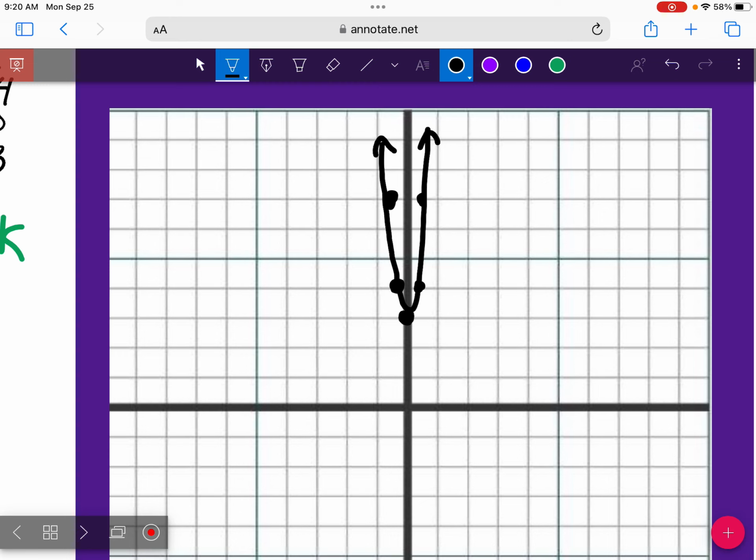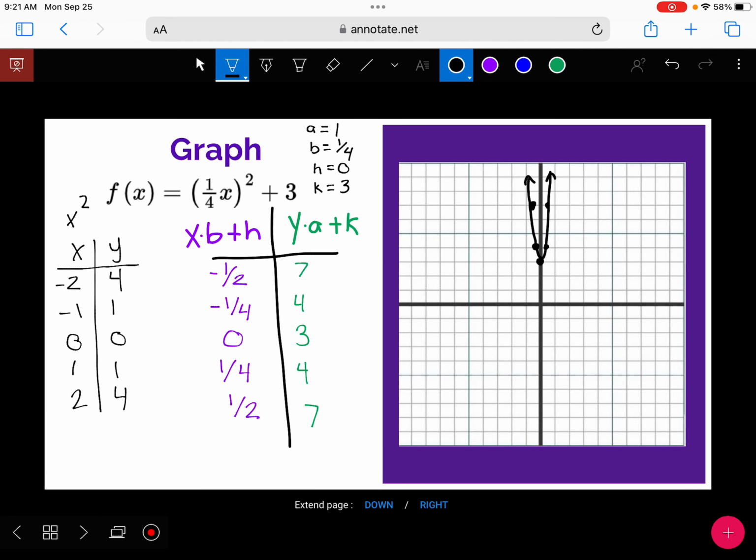The horizontal compression works a whole lot like a vertical stretch. Because when we have our A, our vertical compression, it squishes it this way. Horizontal compression squishes it this way. It's the very same vibe. Okay? So that was our first time using B. Same vibe as A though.